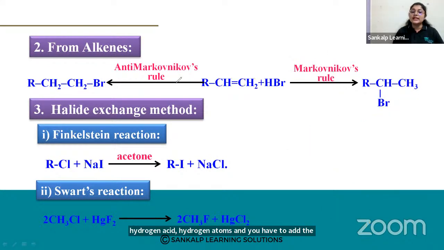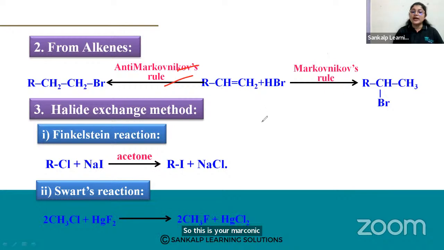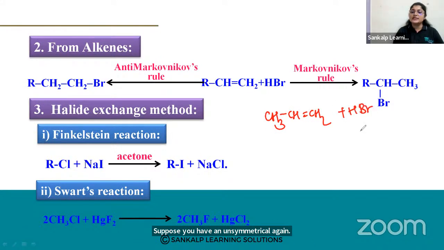Now there is something called anti-Markovnikov's rule. What does anti-Markovnikov's rule tell? In anti-Markovnikov's rule, the reaction will proceed in the presence of a peroxide. Suppose you again have an unsymmetrical alkene, and you want to add a halogen acid, and there is some peroxide. What will happen? The Markovnikov rule will be reversed. Here, in the presence of peroxide, Markovnikov's rule will not be followed. It will be followed as anti-Markovnikov rule.